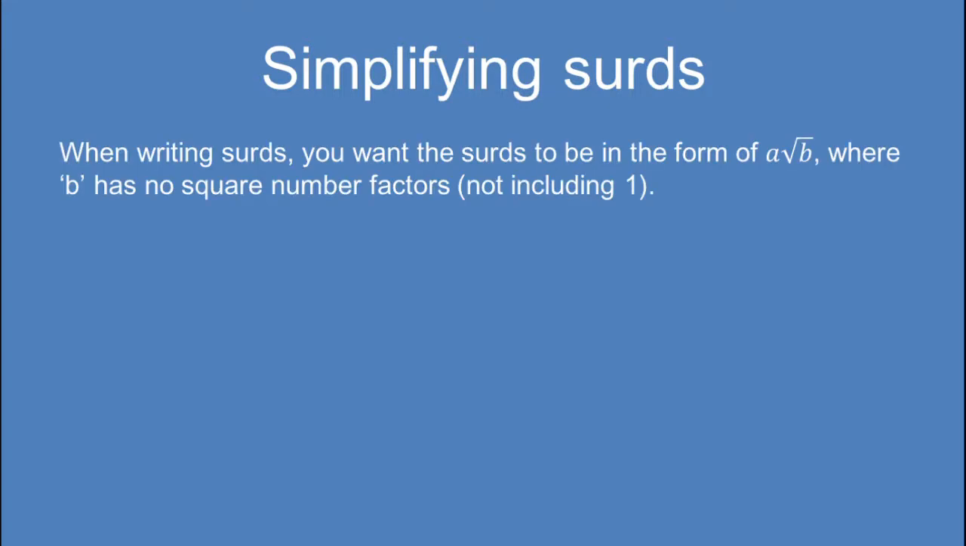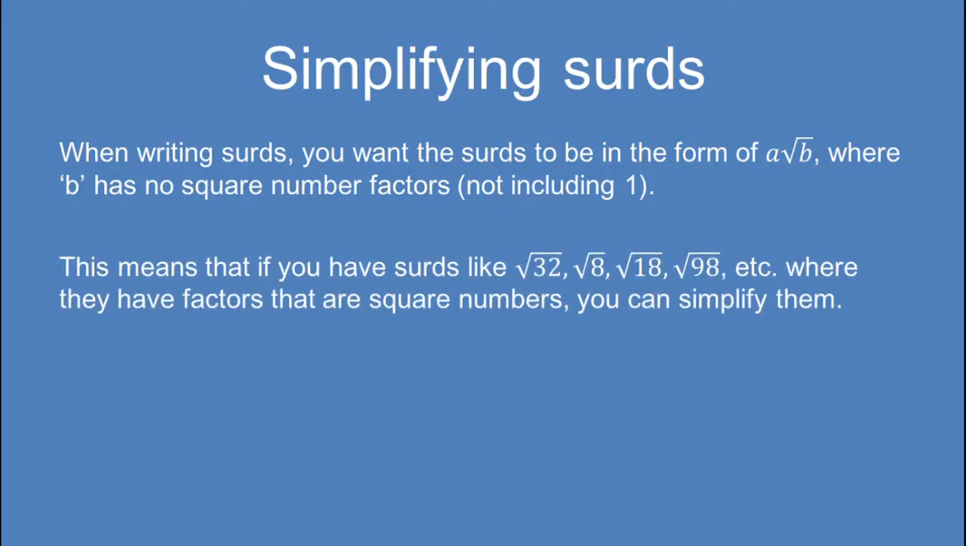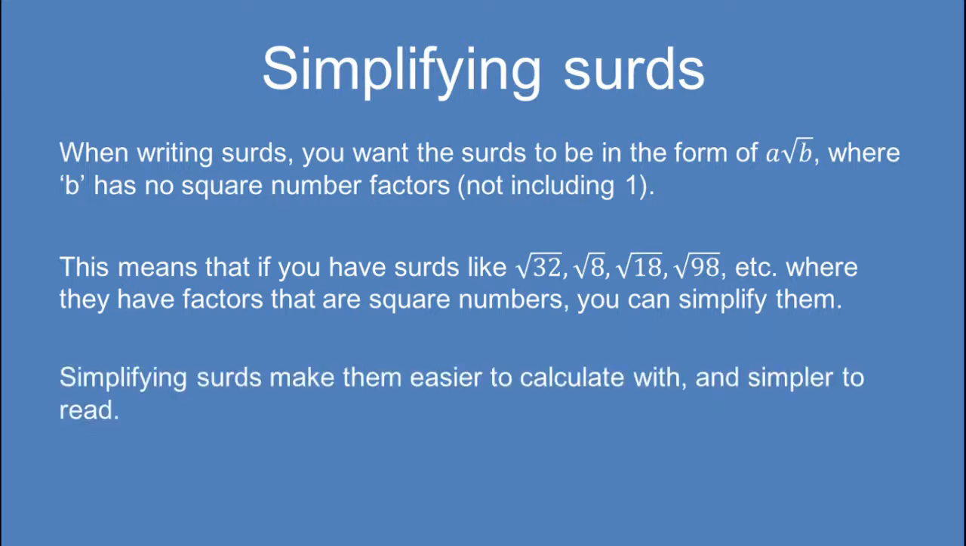When writing surds, you want the surds to be in the form of a root b, where b has no square number factors, not including 1. In other words, the square roots of 32, 8, 18 and 98, as well as many others, have factors that are square numbers, meaning you can simplify them. Simplifying surds makes them easier to calculate with, and simpler to read.